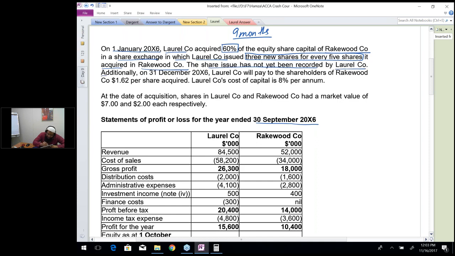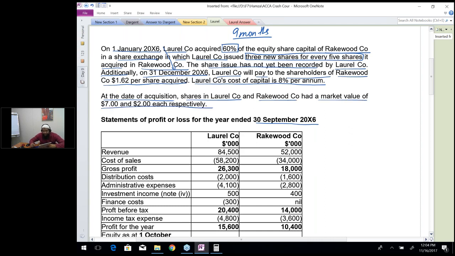Additionally, on 31st December 20x6, which is 1 year after the date of purchase, Laurel Company will pay to the shareholders of Rackwood Company $1.62 per share acquired, and Laurel's cost of capital is 8% per annum. So we have actually provided 2 considerations, share exchange and the deferred consideration. Yes, Simran, this is the share exchange. At the date of acquisition, shares in Laurel Company and Rackwood Company had a market value of $7 and $2 each respectively.